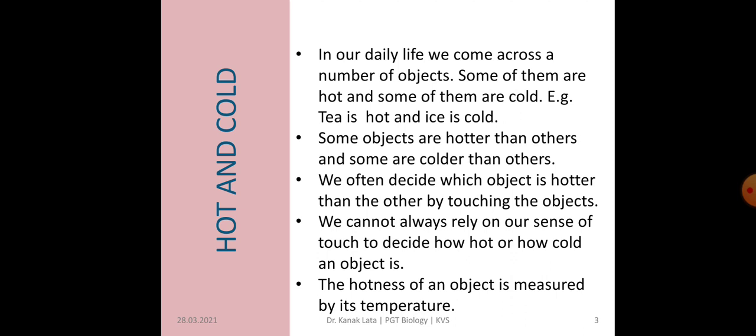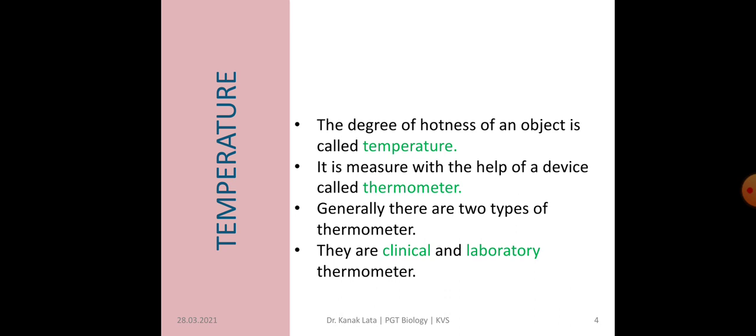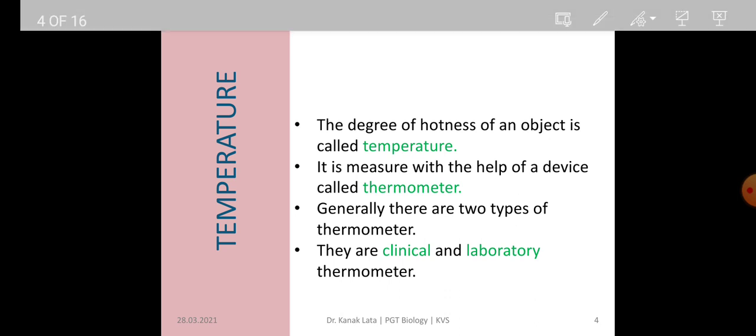So, the hotness of an object is measured by its temperature. The degree of hotness of an object is called temperature. And how is this temperature measured? This temperature is measured by a device, and the name of the device is thermometer. Generally, there are two types of thermometer. One is the clinical thermometer, another is the laboratory thermometer. Here we are going to discuss both thermometers in detail.